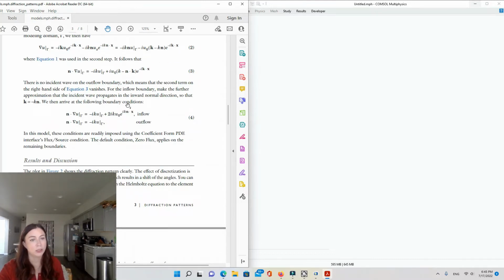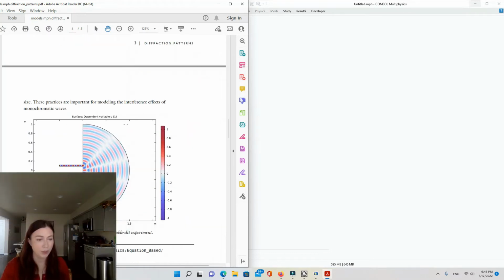So then we end up with conditions in equation 4 for inflow and outflow conditions. In this model, these conditions are readily imposed using the coefficient form PDE interface's flux source condition. The default condition, 0 flux, applies on the remaining boundaries. Anyway, here are the results we will generate.